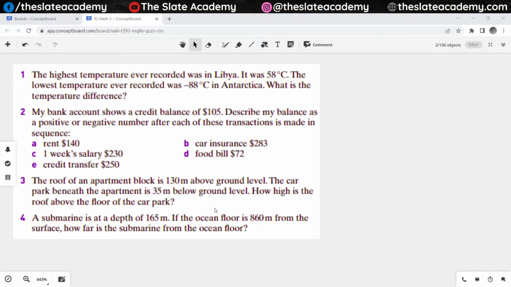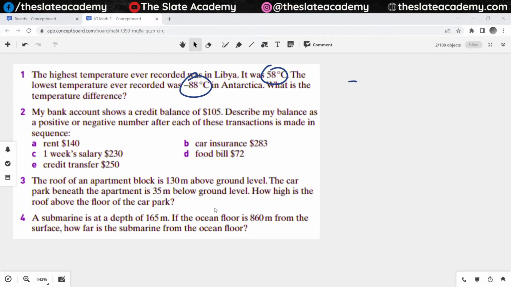So we are given two numbers over here. The first number is 58 and the second number is minus 88. These are two different temperatures that have been noted, one in Libya and the other in Antarctica. So if I have to find the difference between the two, all I have to do is subtract them. That is how I find the difference between two numbers.